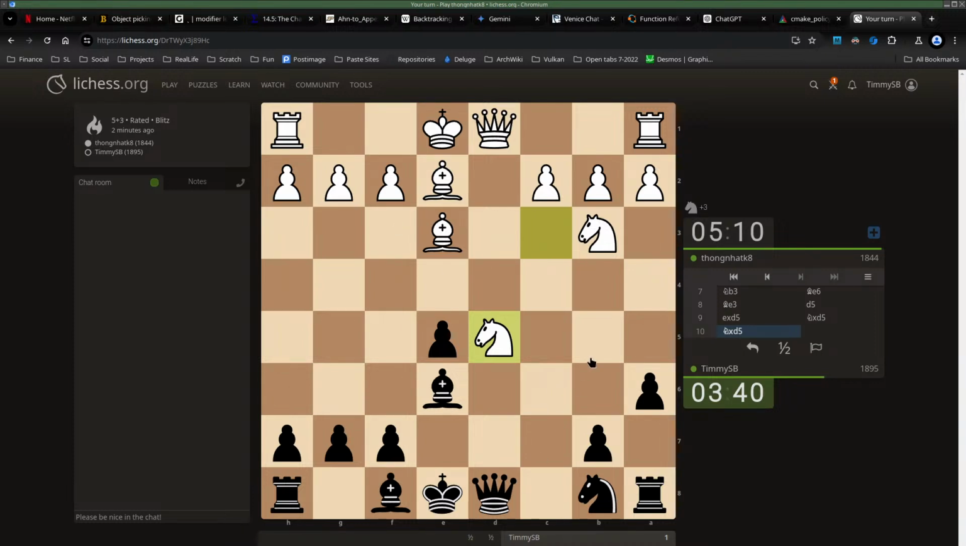But the queens are off the board as well. This pawn is defended, and I'm one pawn up. Am I really? He's going to attack my bishop again. Oh, it's protected by my knight. I don't know. I'll see. I think this is okay. Yeah, and he doesn't even do it.